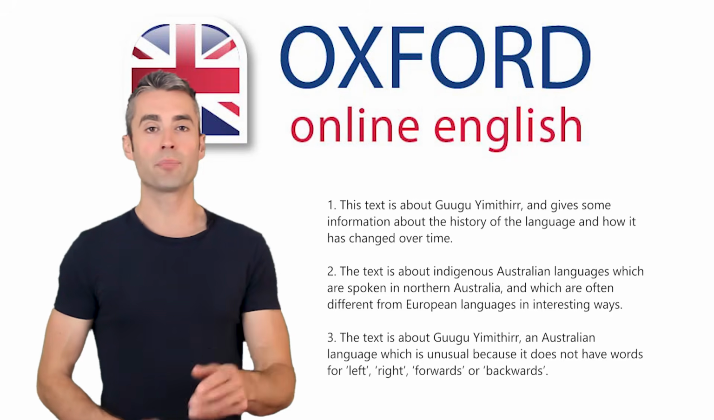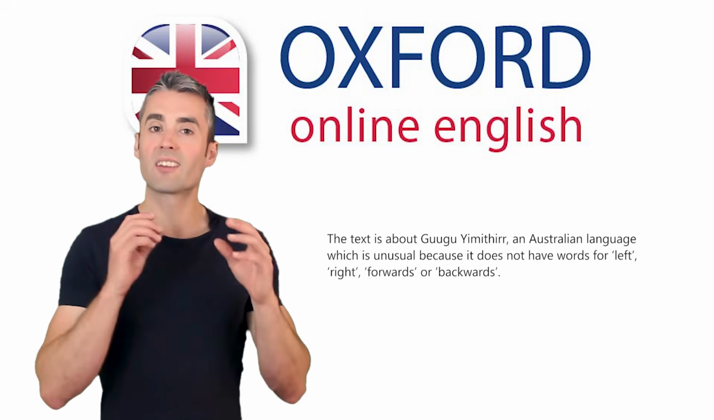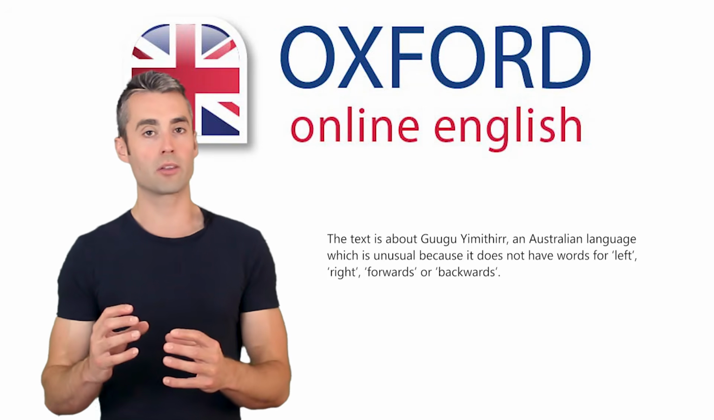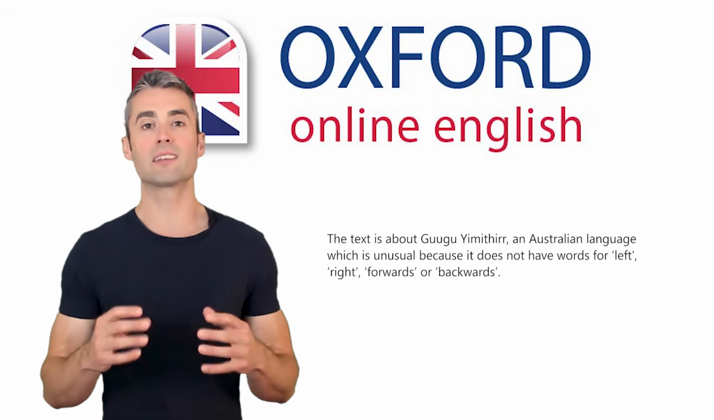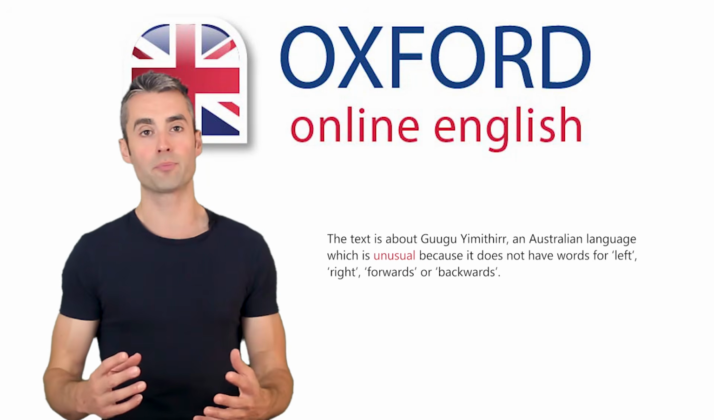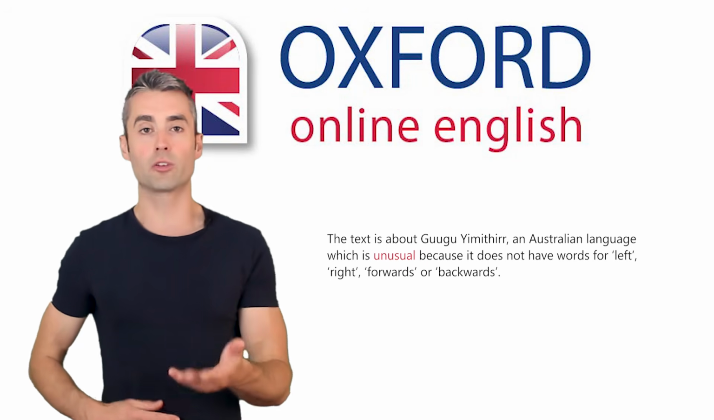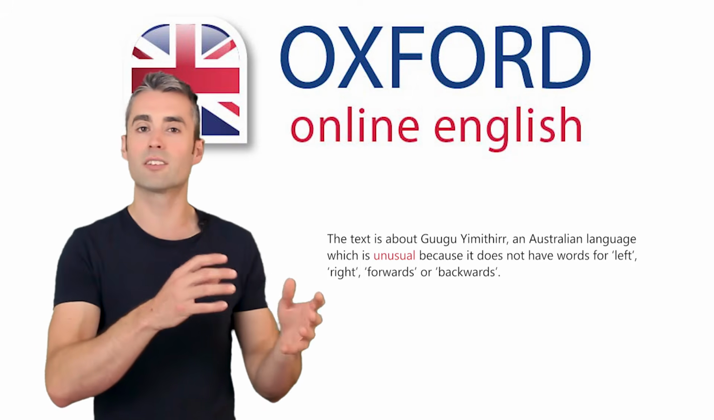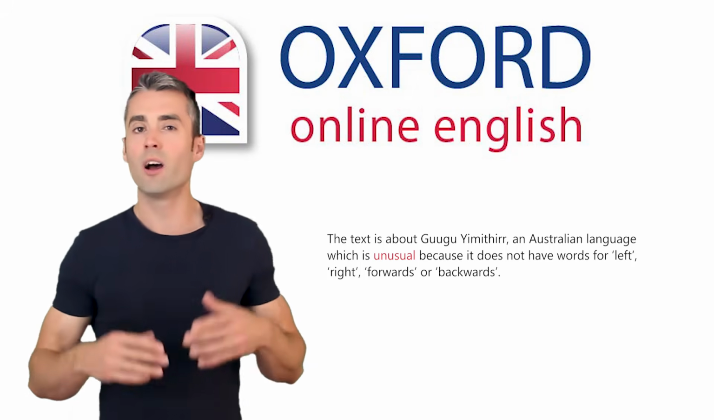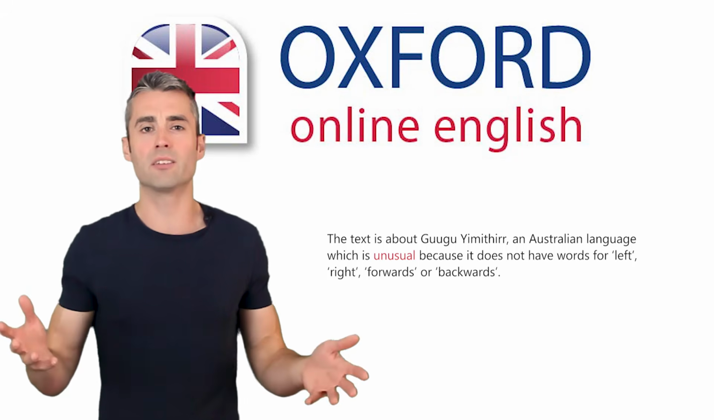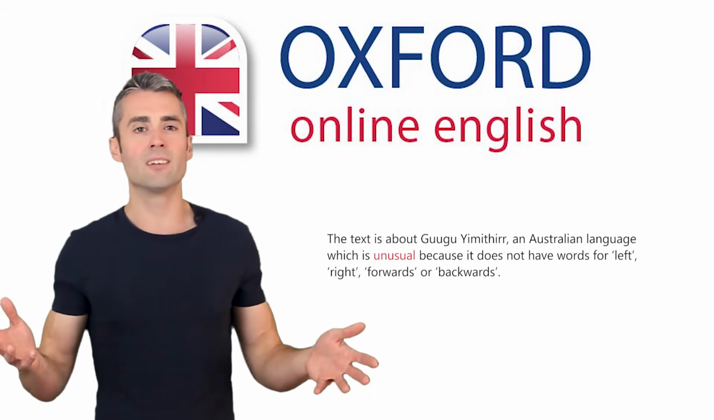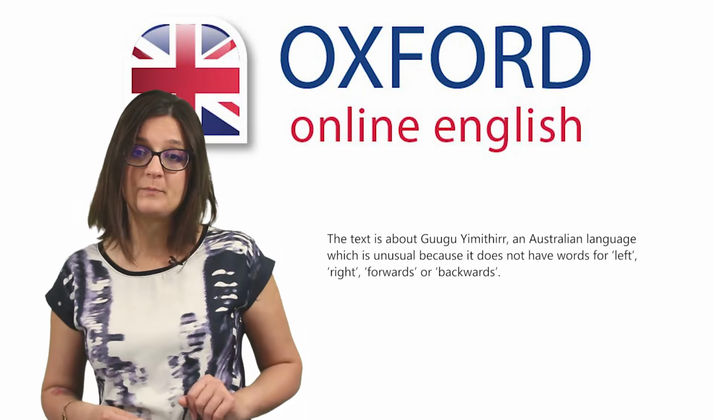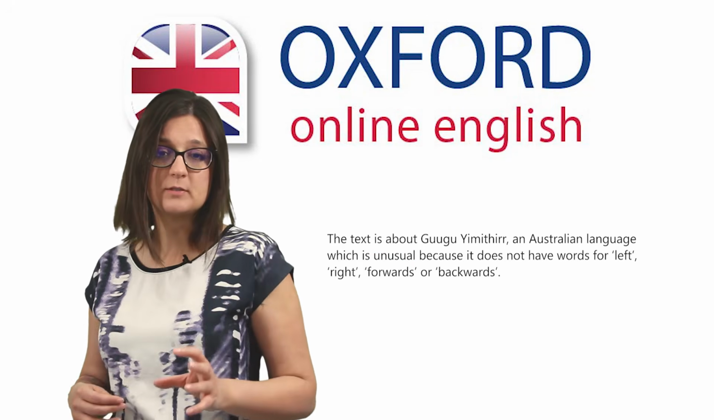Let's see why. First, you should look at the title. The title tells you that the text will be about Google Images, but it also mentions that this language is unusual. You should immediately focus on this word because it shows that this language is different in some way. Also, unusual could mean many things. What does it mean here? Unusual how?